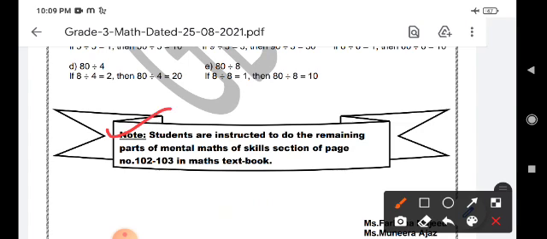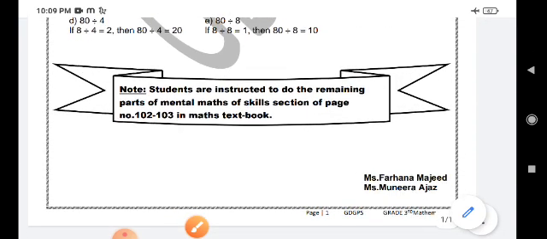Now dear students, you are instructed to do the remaining parts of mental maths of skill section. Page number is 102 to 103 in your maths textbook very neatly, and practice a lot for the same.